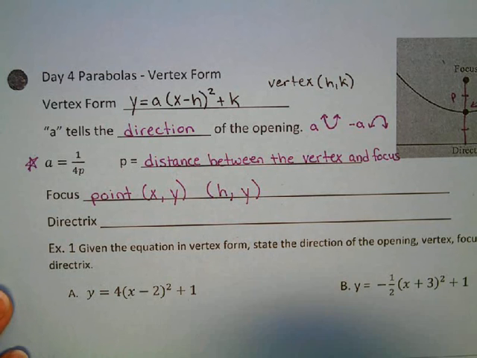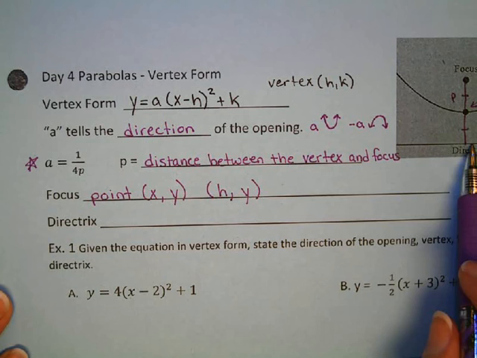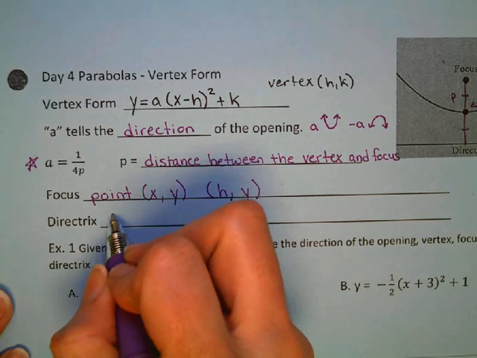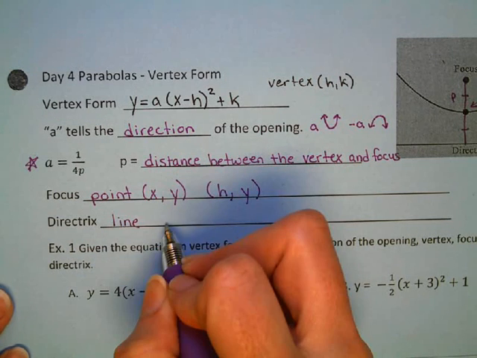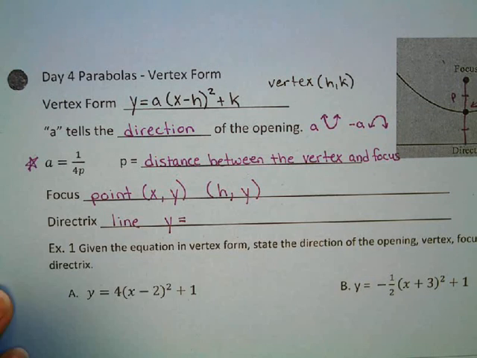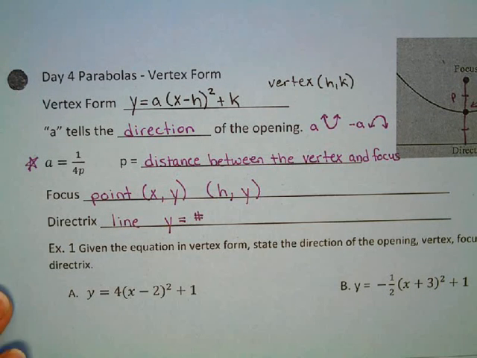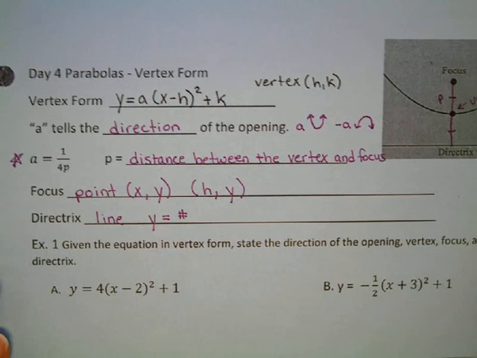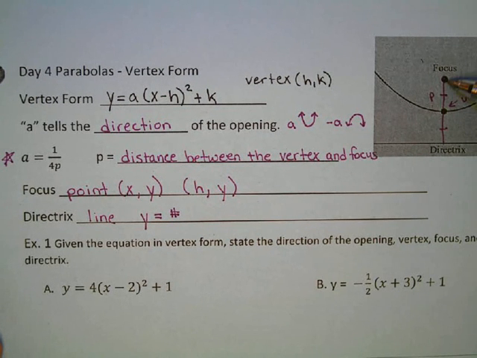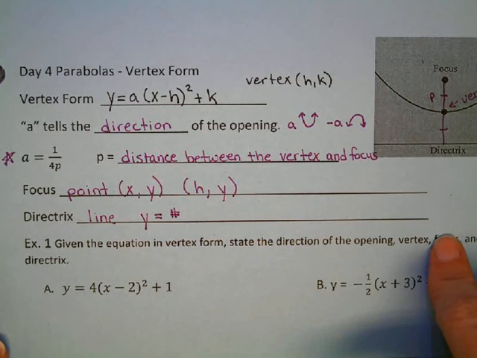The directrix is a line. A horizontal line is written as y equals. So we're going to say this is a line, y equals some number. I'm just going to put a number symbol, y equals this number. So the p value is either going to be added to the vertex to find the focus, or subtracted from the vertex to find the directrix. Now if the parabola faces the other direction, it's vice versa.